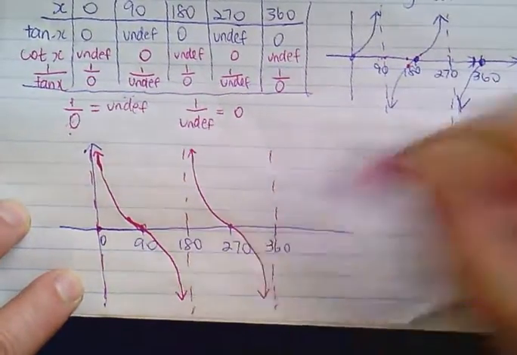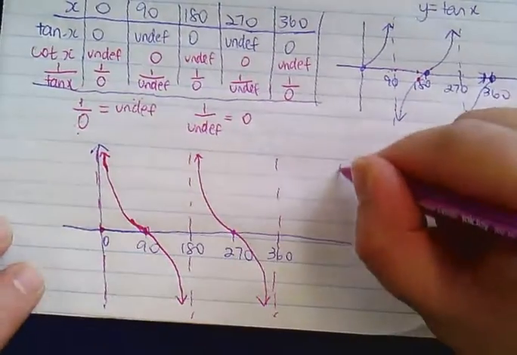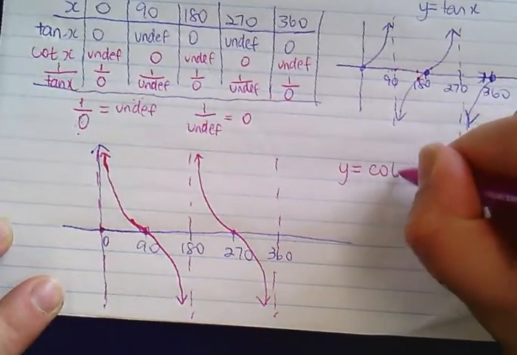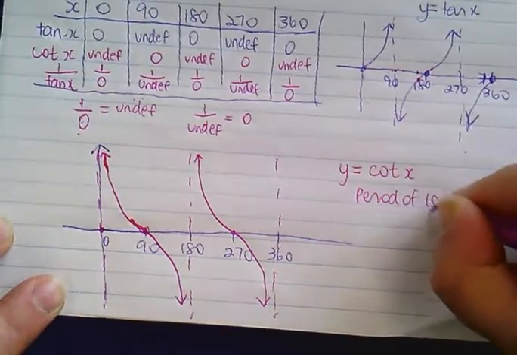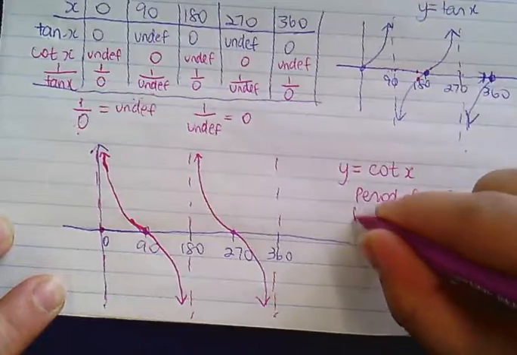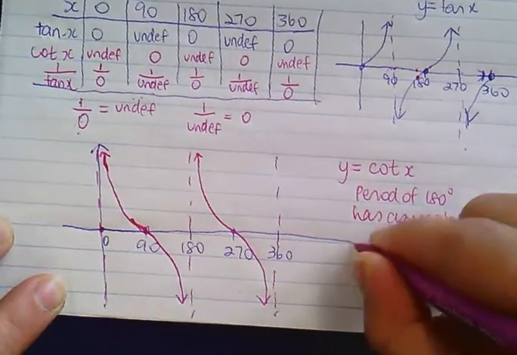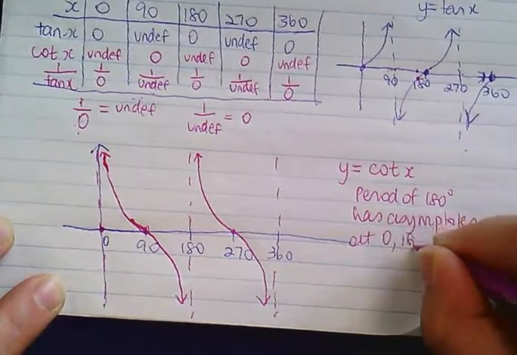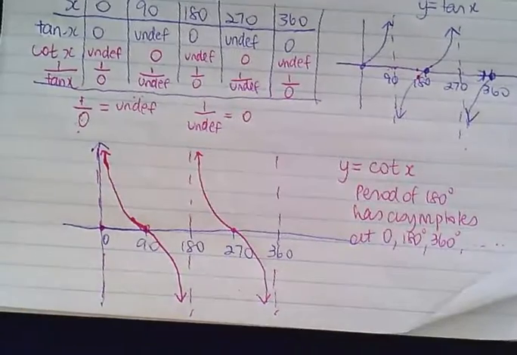In other words, it goes the other way. Okay, it goes the other way. So this is y equals cot of x. It also has a period of 180 degrees, and it has asymptotes, and it doesn't bounce. It has asymptotes at 0, 180, 360, and so on. Okay, so it goes the other way.